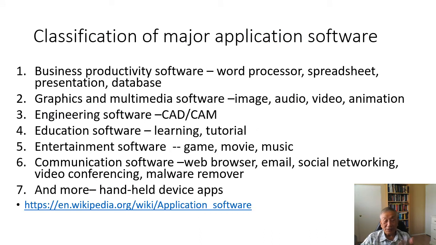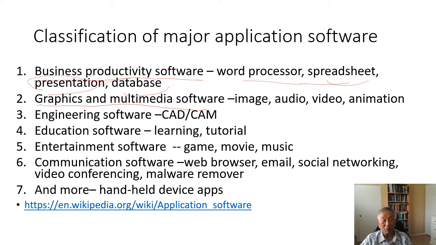I made just a small number of categories out of so many. The categories can be business productivity software like word processor, spreadsheet, and presentation, which you know, and then database. That's in the Microsoft Office suite: this is known as Access, this one Word, this one Excel, and this the PowerPoint.